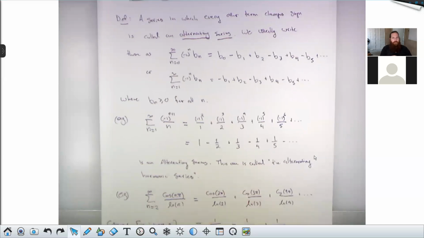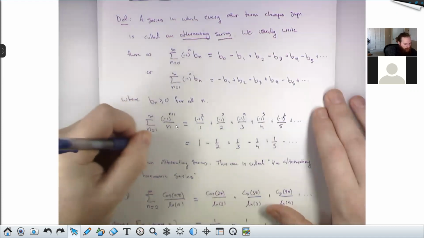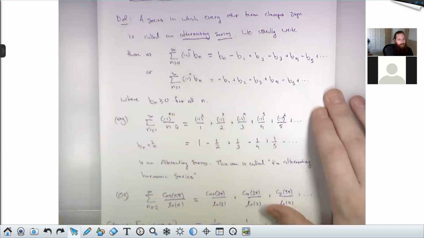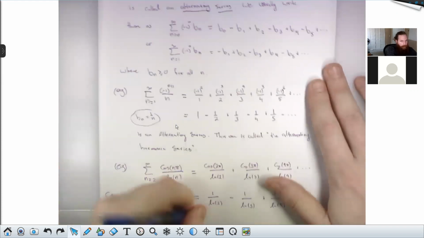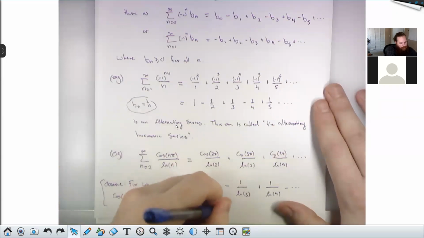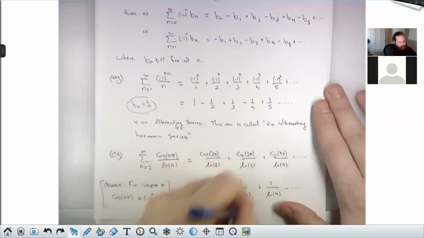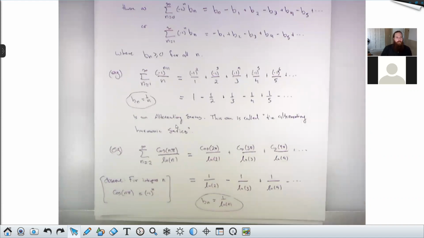So an alternating series is a series where every other term changes sign. And usually we write the positive part of the summand as Bn. So here I would say Bn is 1 over n. Here I would say Bn is 1 over the natural log of n. The Bn is the non-alternating part.